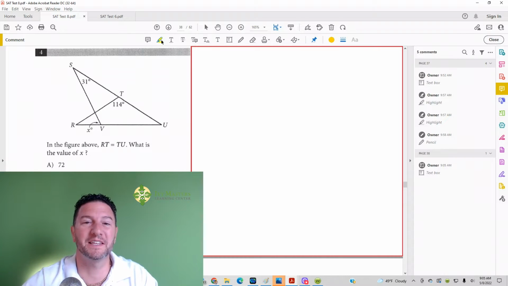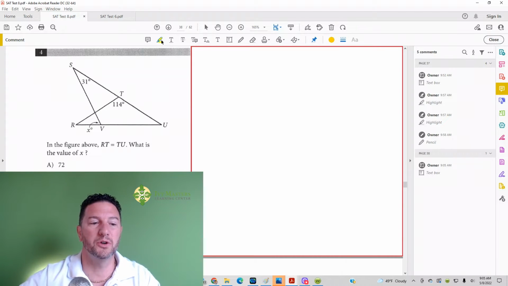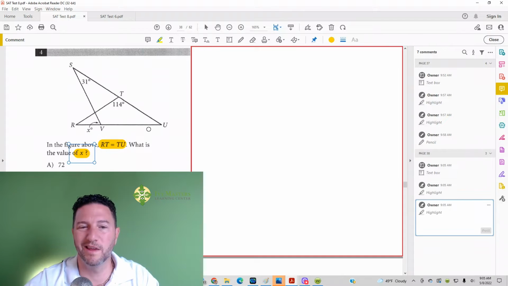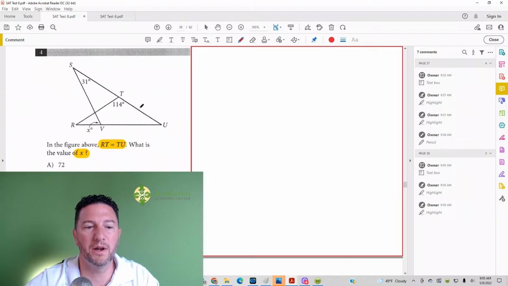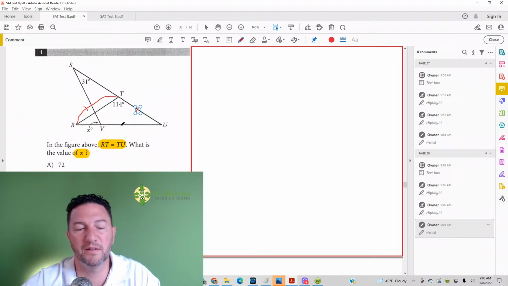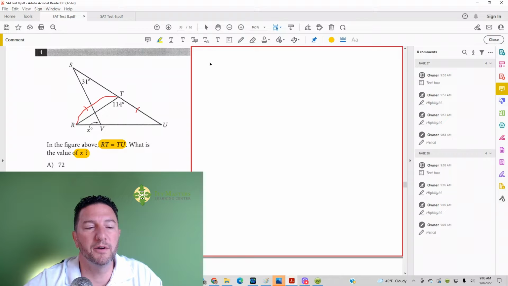And today we're going to look at Test 8, Section 3, Number 4, which reads, in the figure above, RT equals TU, what is the value of X? So as soon as you see RT equals TU, what I want to do is mark them as equal, and you don't even have to read the question. I'm going to bracket this out and put a single dash there. Because if I put it between here and here, you might think that that side's equal. Between there and there, you might think that that side's equal. Anyway, you want to make it clear that you've got a triangle with two equal sides.